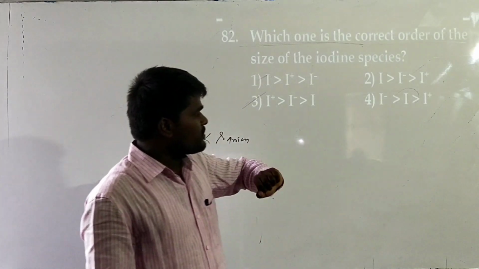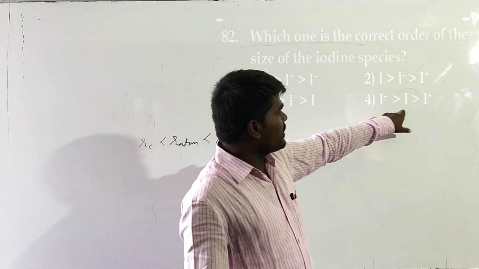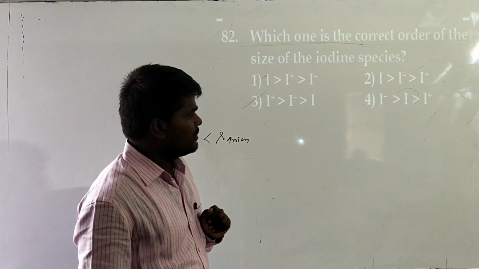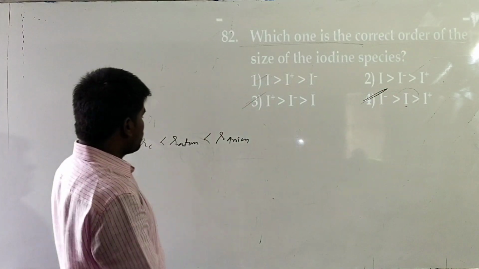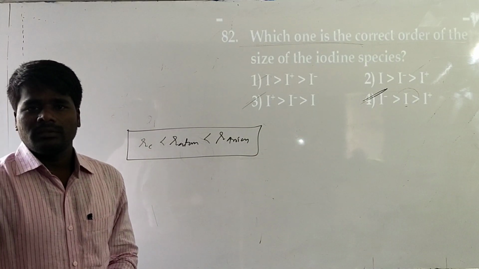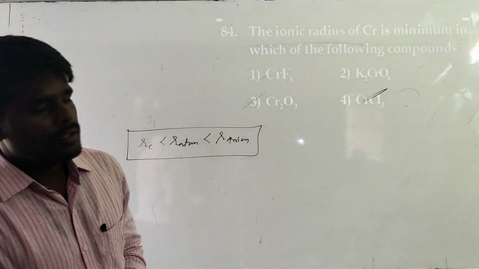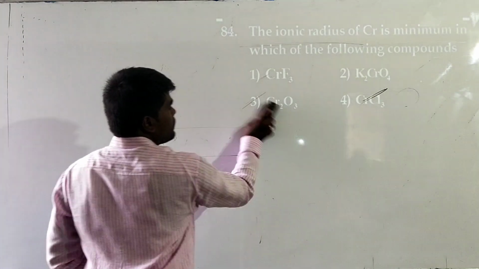If you look at the fourth option, anion followed by neutral iodine atom followed by iodine cation. So this is the largest. This is the correct option according to the ionic radius criteria. Right? Here comes our next question.